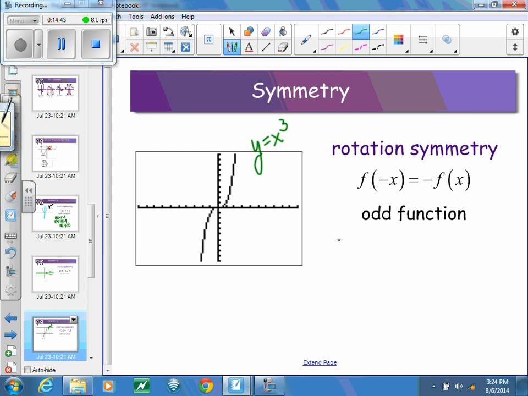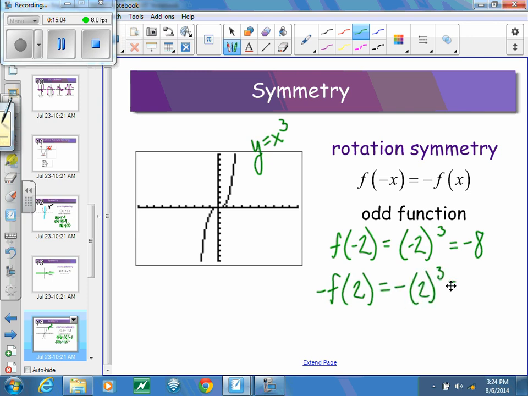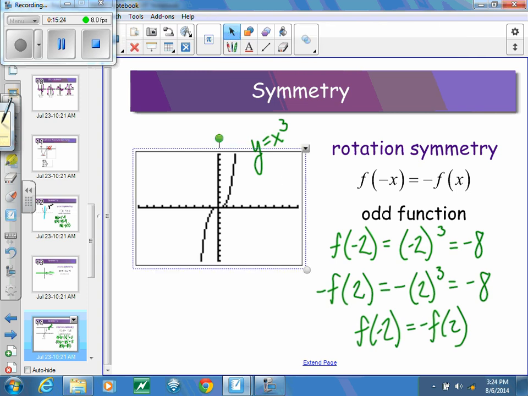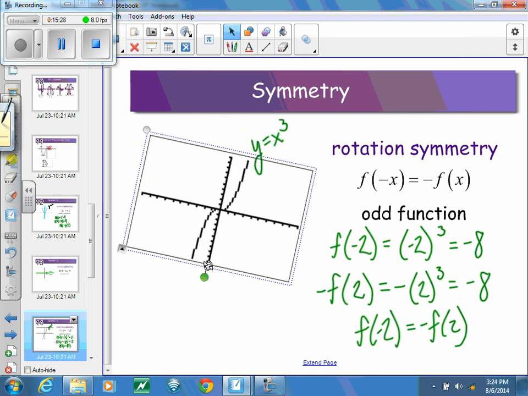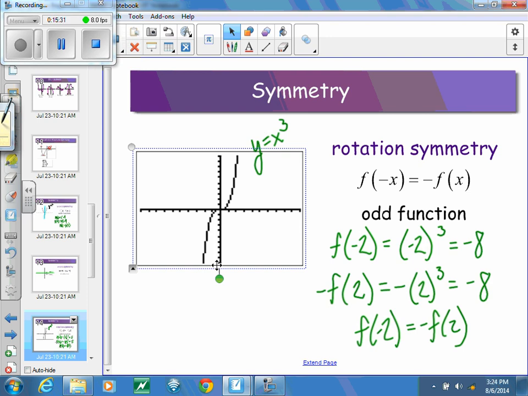So let me go ahead and just say, okay, if we take f of negative 2, so if I take negative 2 to the third power, I'm going to end up with negative 8. And now if I take negative f of 2, I end up with negative of 2 to the third, which gives me negative 8. So here this is saying that f of negative 2 is equal to negative f of 2. And this tells me that I do have rotation symmetry, which means that I have an odd function. And again, rotation symmetry means that if I rotate this graph 180 degrees, notice that it's the exact same graph that we started with.